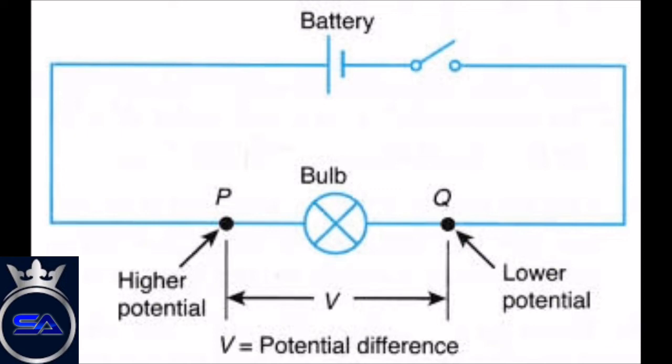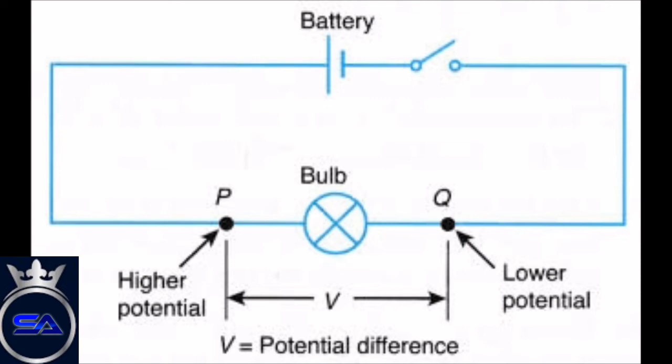Electric current flows from a higher energy level to a lower energy level. If there is no difference in potential energies, current cannot flow. Potential difference can be defined as the amount of energy required to move a unit of electric charge from one point to another in a circuit. The unit of potential difference is volt, that is V.